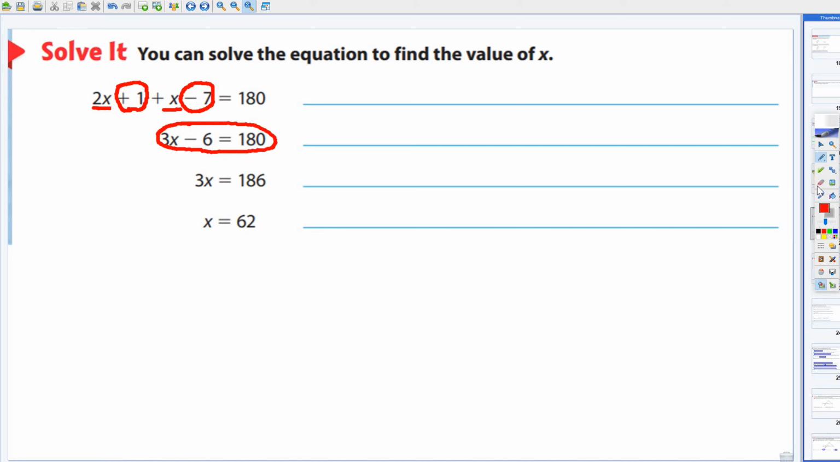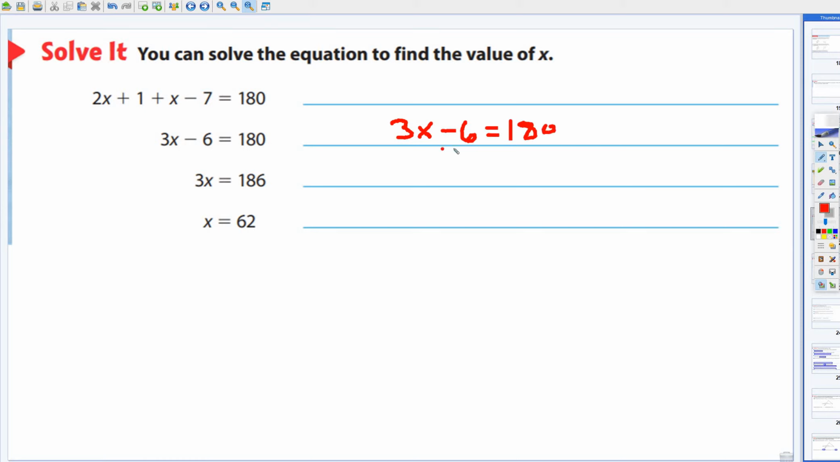And there's two ways of doing this. You can do flowcharts or the traditional way, which we will do, the traditional way. So think about how they went from here to here. Well, that says minus 6 or negative 6. So let's write it here. 3x minus 6 equals 180.